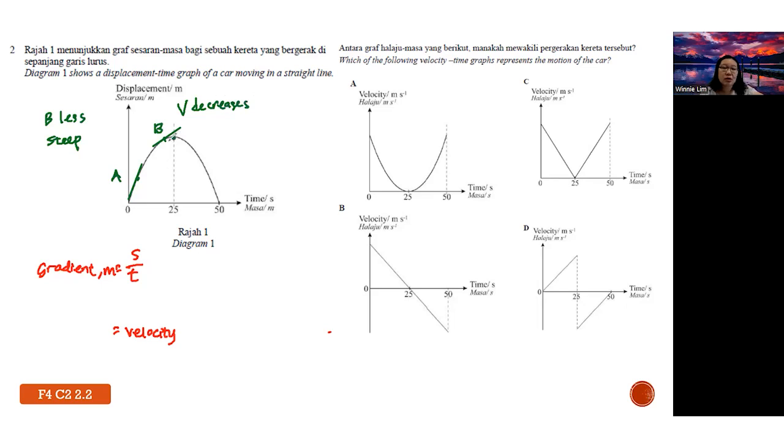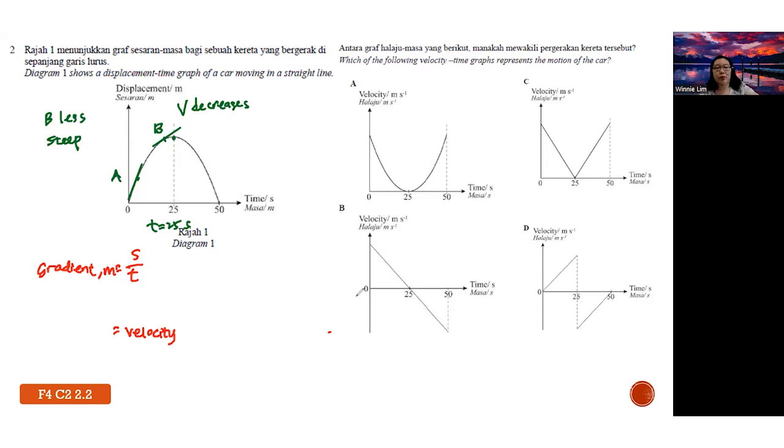until it stops at this horizontal point, right? At this moment, time equals 25 seconds, the object stops. Then what does the downhill motion mean? It means the object actually moves in the opposite direction.